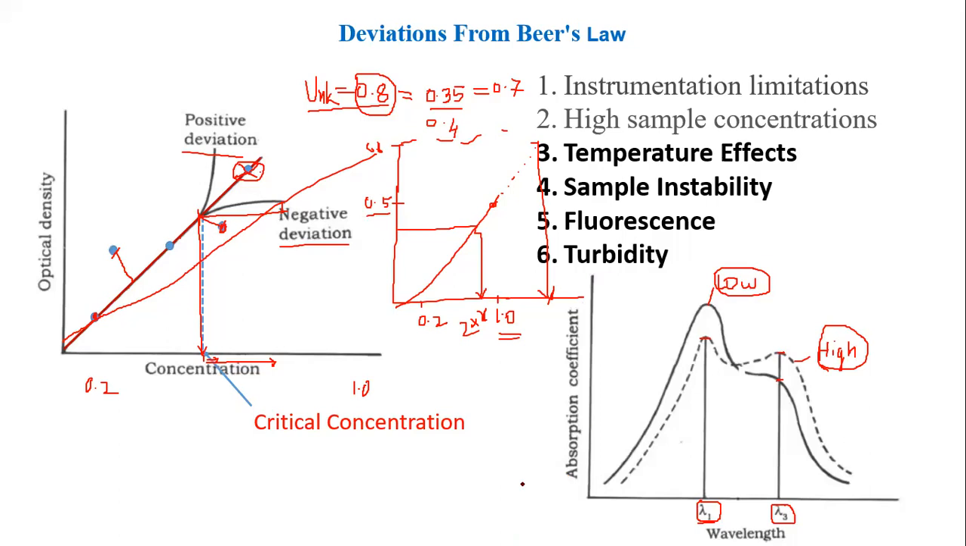Okay. At lambda 1, you can see that if I increase the concentration beyond the critical concentration, there is a negative deviation. At lambda 3, you can see that if I increase the concentration beyond the critical concentration, there is a positive deviation. So at lambda 3, there is a positive deviation. At lambda 1, there is a negative deviation.